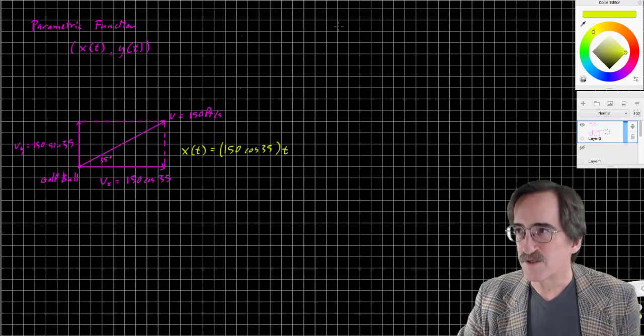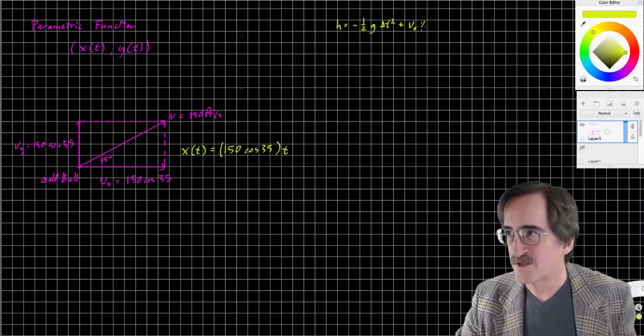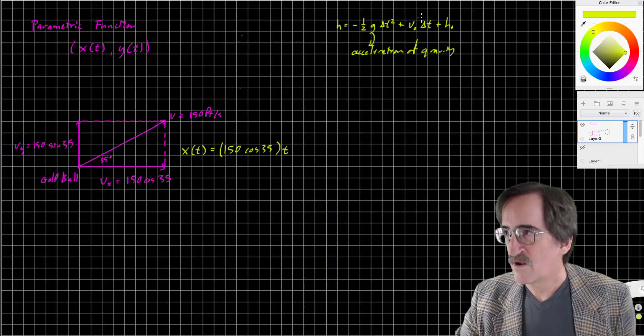Our y component is under gravity. You may recall this formula: h equals negative 1/2 g delta t squared plus v naught delta t plus h naught. g is the acceleration of gravity. v naught is the initial velocity, in this case the vertical component. And h naught is the initial height.